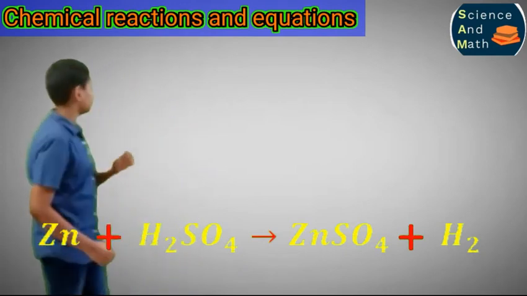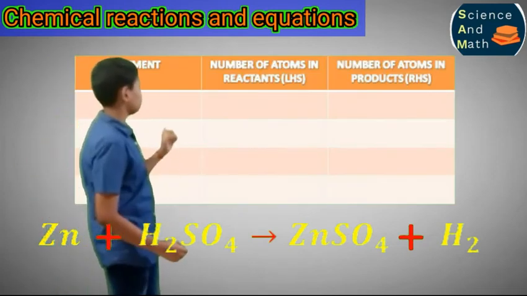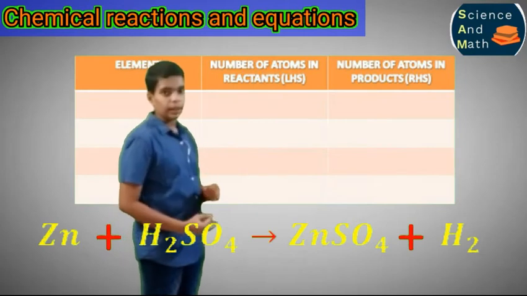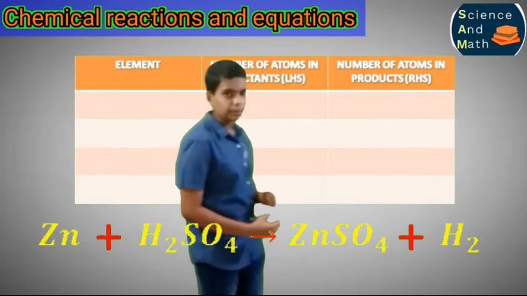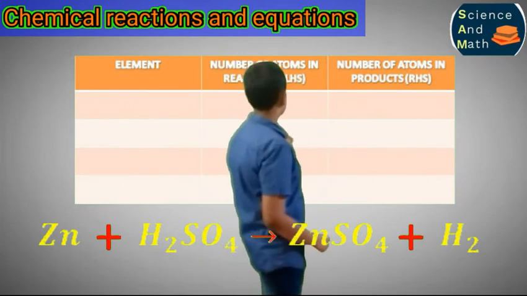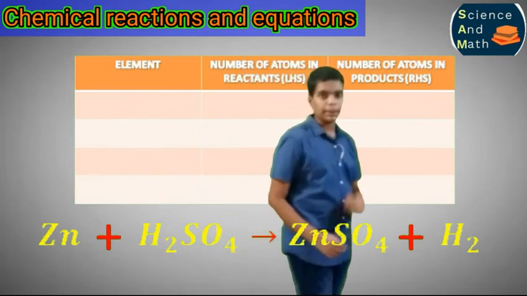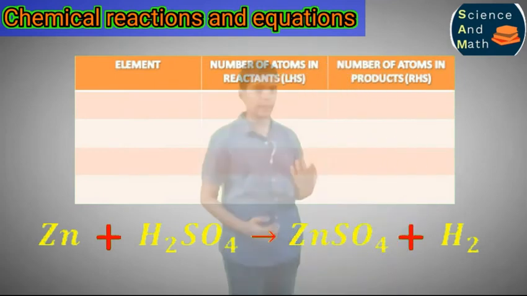Alright. So here's the table. It must have 3 columns. The first column says the name of the element. The second column says the number of atoms present in the reactants. And the third column says the number of atoms present in the product side. So now let us start filling this table.